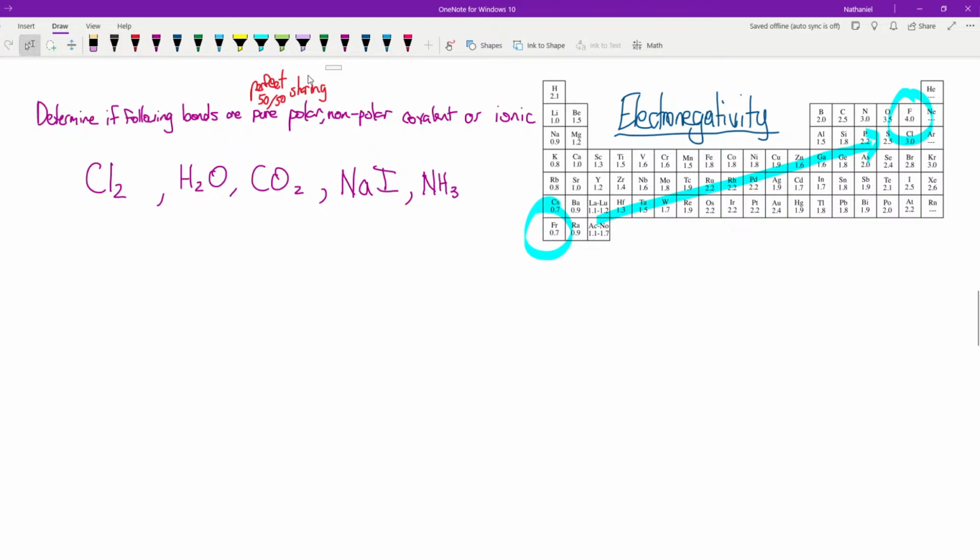Wait, sorry. This is backwards. I knew there was something wrong here. So I don't know who wrote this. I don't recognize the writing, but something's wrong here.